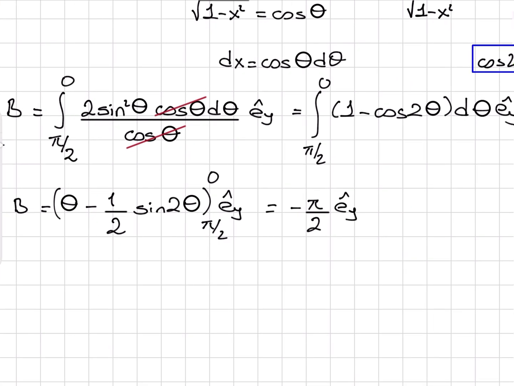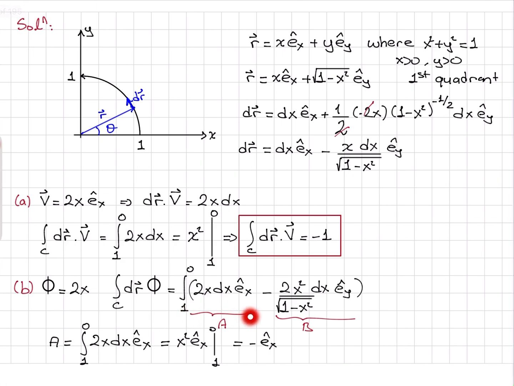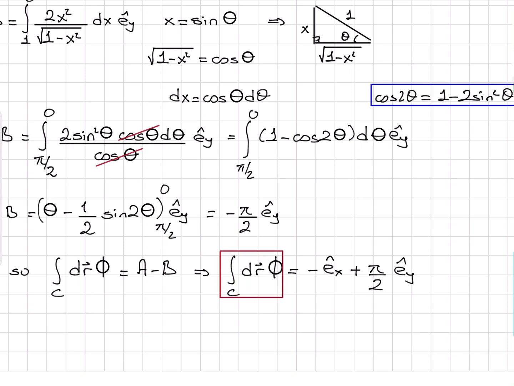Now I can put it together. For the contour integral of dr phi, I have obtained, basically this is a, this is b, the integral of this is b. So I have a minus b as the answer, a minus b, which is going to give me minus ex hat plus pi over 2 ey hat as the final answer.